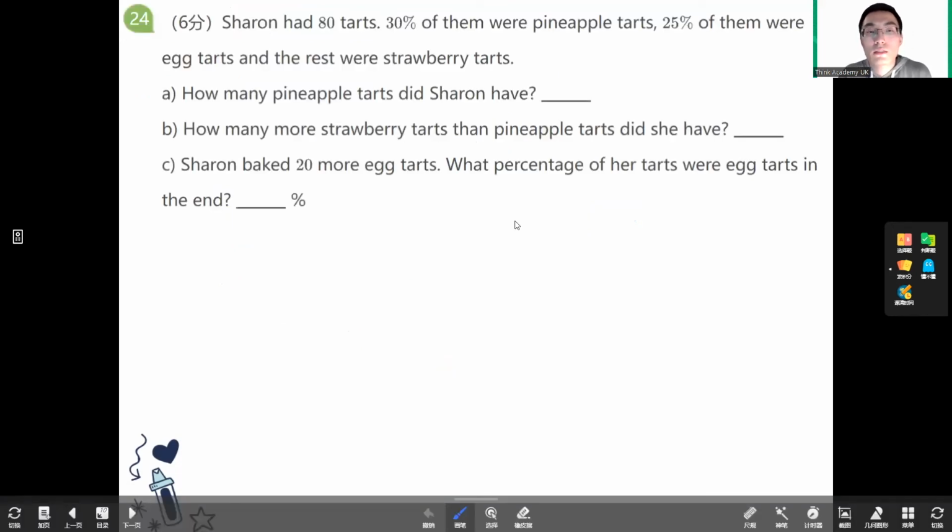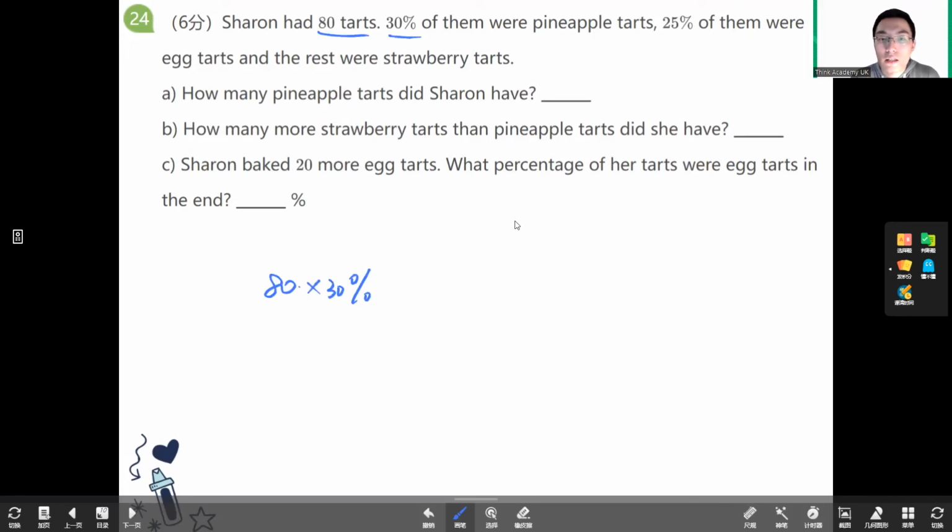Sharon had 80 tarts. 30% of them were pineapple tarts, 25% of them were egg tarts, and the rest were strawberry tarts. And question A is how many pineapple tarts did Sharon have? We just multiply. This is just percentage. The total number is 80, and for pineapple tarts the percentage is 30%, so we just multiply.